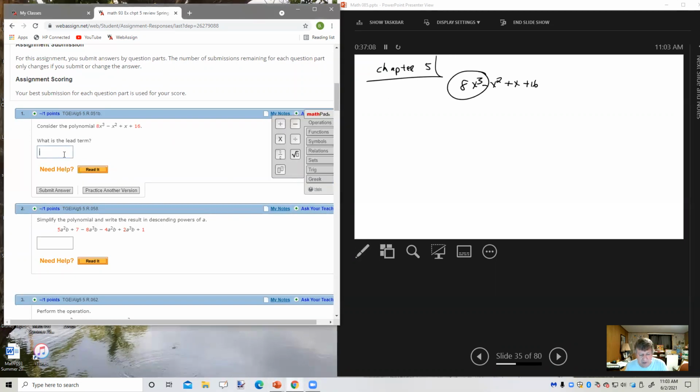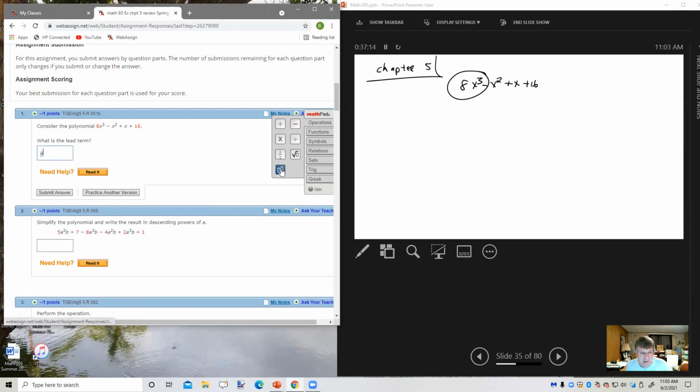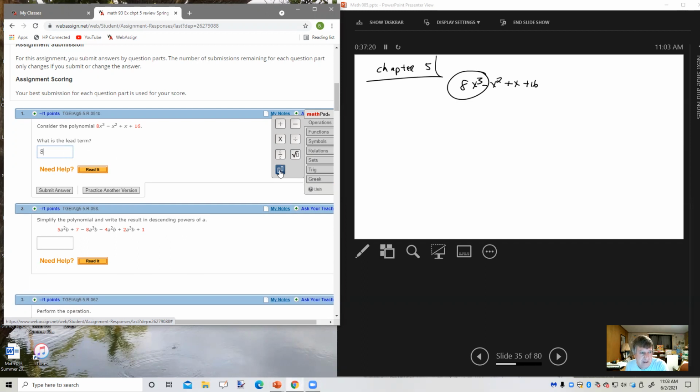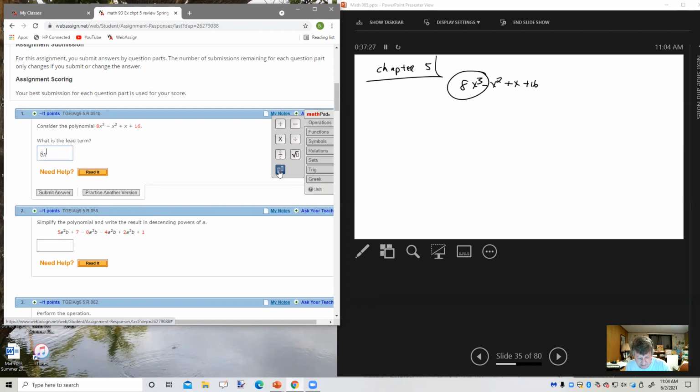All right, so what am I going to put in there? 8, and then, let's see here, x. Nope, that's not what I wanted. Okay. Let's see, 8x cubed. There we go.